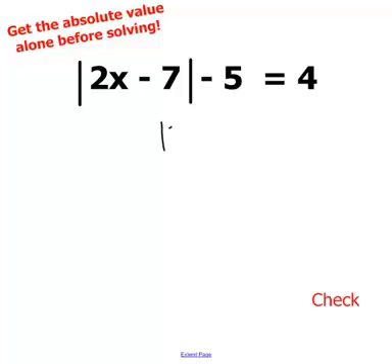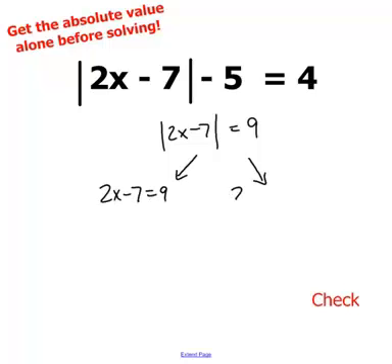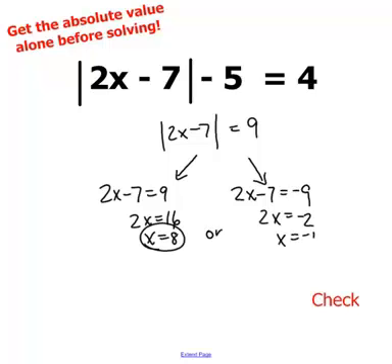So coming back, we would do 2x minus 7 equals 9. I'm going to set up my two cases. 2x minus 7 equals 9. 2x minus 7 equals negative 9. x equals 8, or x equals negative 1.